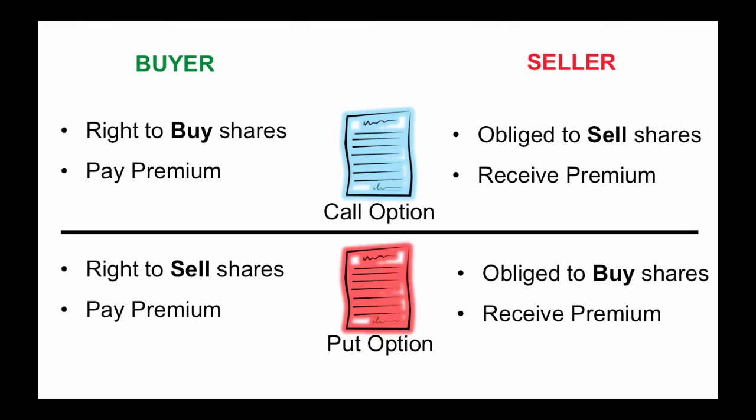So to line it all up, you can be a buyer of a call option, which gives you the right to buy shares, or you can be a seller of a call option, where you're obliged to sell shares to the buyer of the option. If you buy a put option, this gives you the right to sell shares. And if you're the seller of a put option, you're obliged to buy the shares from the buyer of the put option.